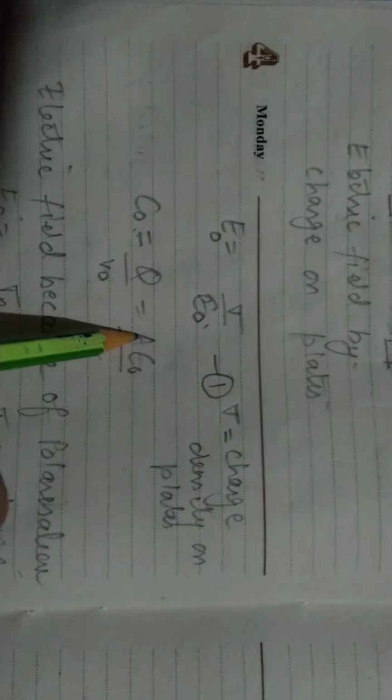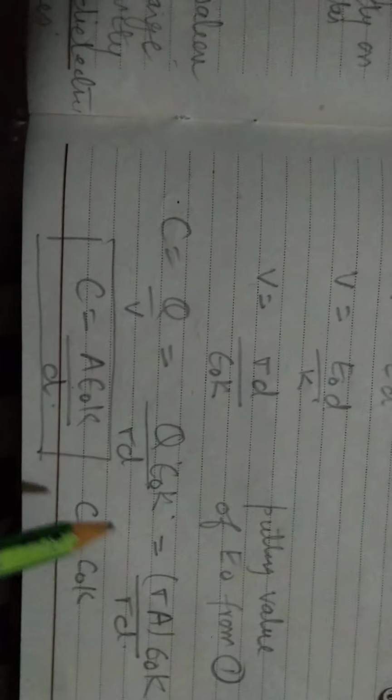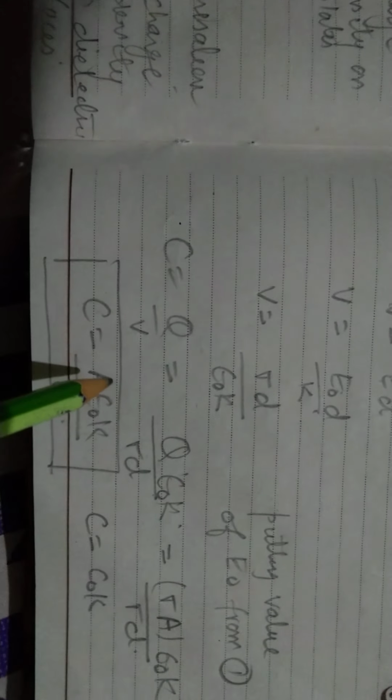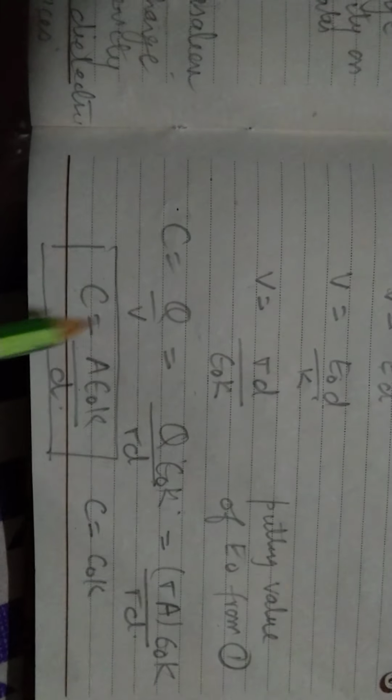So the new C is C naught multiplied by K, where K is the dielectric constant. Whenever we put a dielectric inside, the original C naught gets multiplied by K and we get the new capacitance. So by keeping a dielectric of appropriate dielectric constant, we get the appropriate capacitance.